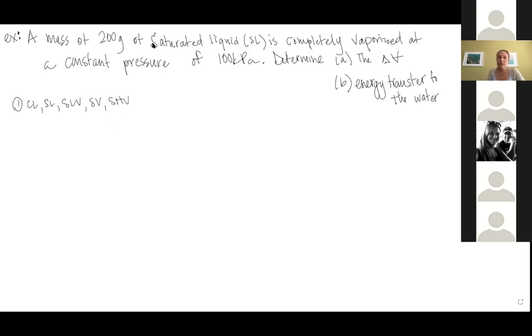So this one's pretty easy because it tells us in the problem statement what we have. So we know that we have a saturated liquid. So we know that we're going to be using table A4 or possibly table A5. So table A4 or A5.